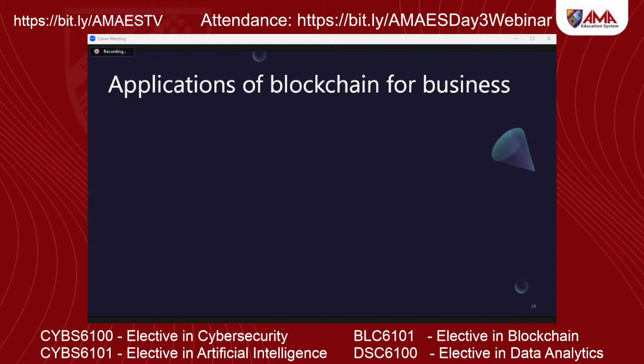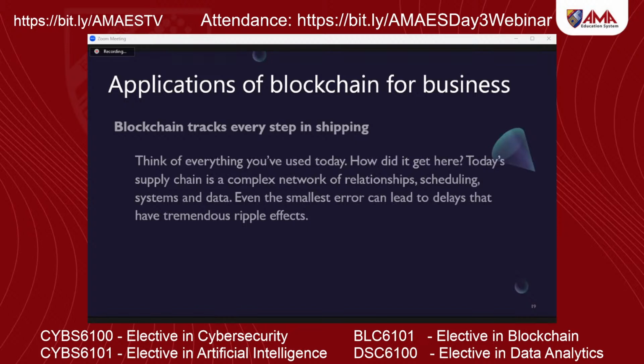Another application of blockchain for business. Blockchain tracks every step in shipping, like yung mga Shopee, Lazada. Pero syempre, mas mabilis siya. Think of everything you use today. How did you get there? Today's supply chain is a complex network of relationships, scheduling systems, and data. Even the smallest error can lead to delays that have tremendous ripple effects. By digitizing and automating paperwork across supply chains.